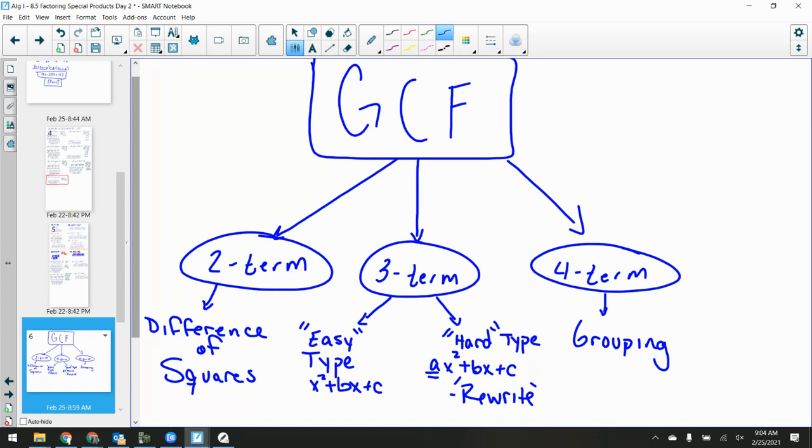So I'm going to reference this a lot. It might be a good idea to keep that sheet of paper somewhere within your notebook, because I'm going to reference back to it a lot. So I'm giving you about 13 minutes to work on your homework.